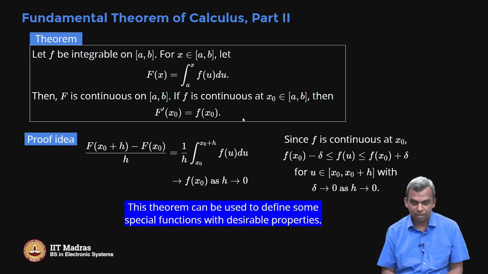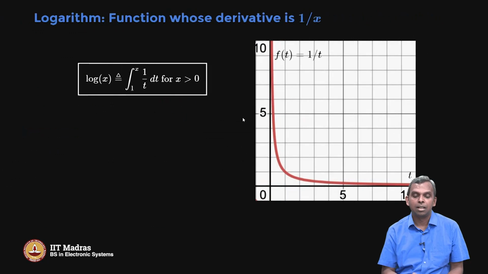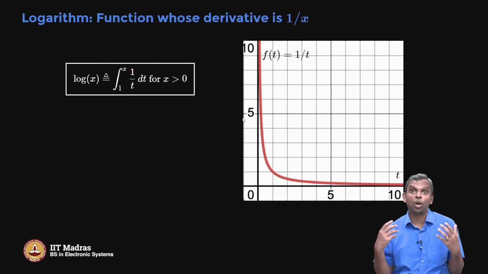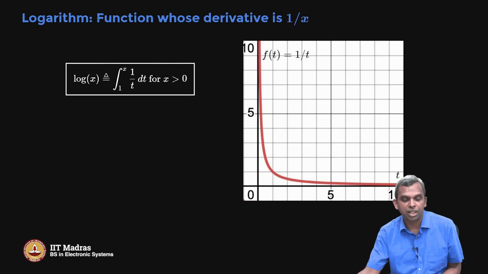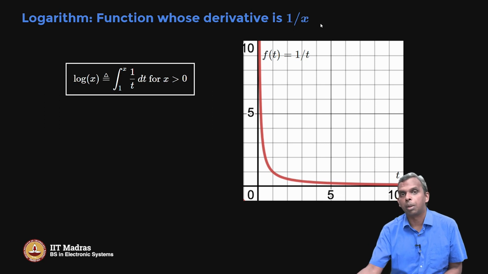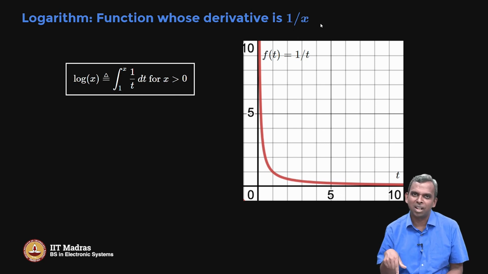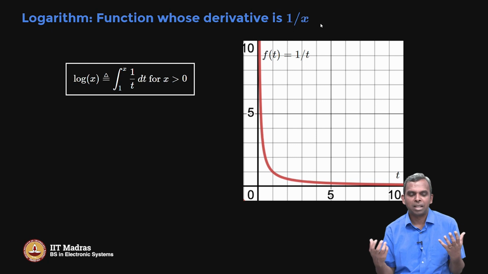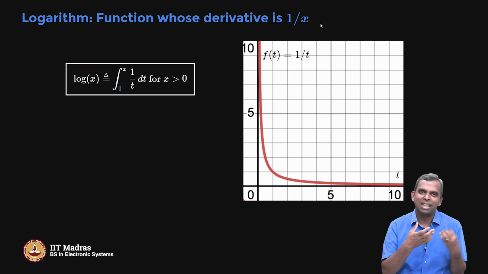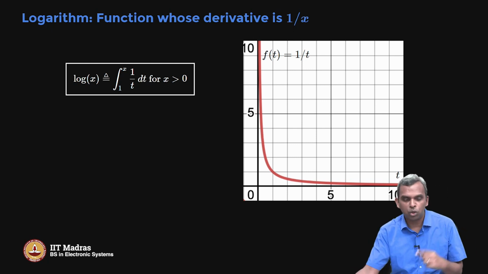So that's a utility, and let me start off that utility with defining the logarithm function. The logarithm function is a function whose derivative is 1 by x. If you remember, we had antiderivatives for all x power a except for a equals minus 1. When a was minus 1, this 1 by x, we didn't have an antiderivative. That antiderivative we'll define as log of x.